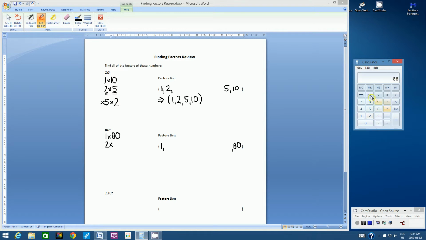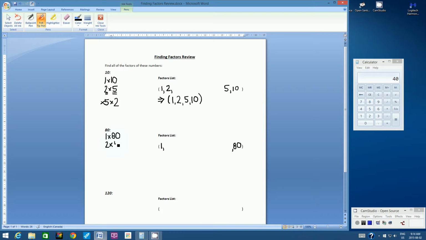80 divided by 2, and if you can do that mental math, that's even better. Okay, so 80 divided by 2 is 40. So our next pair, our next factor pair is 2 and 40. There will be no factors between 40 and 80. Okay?